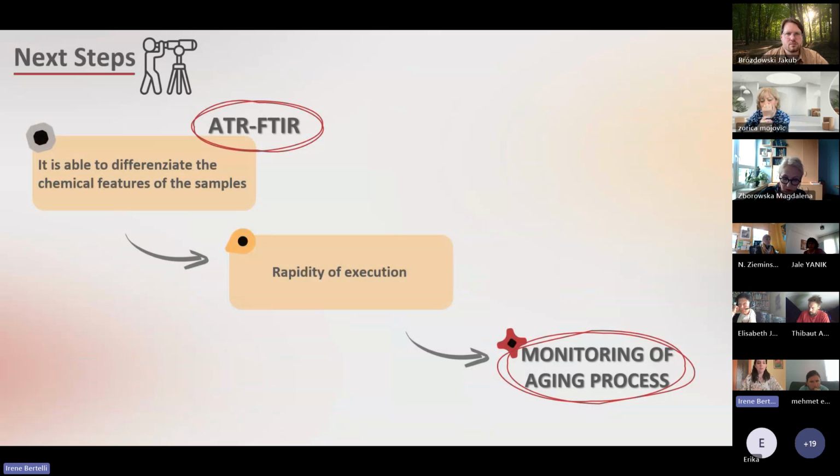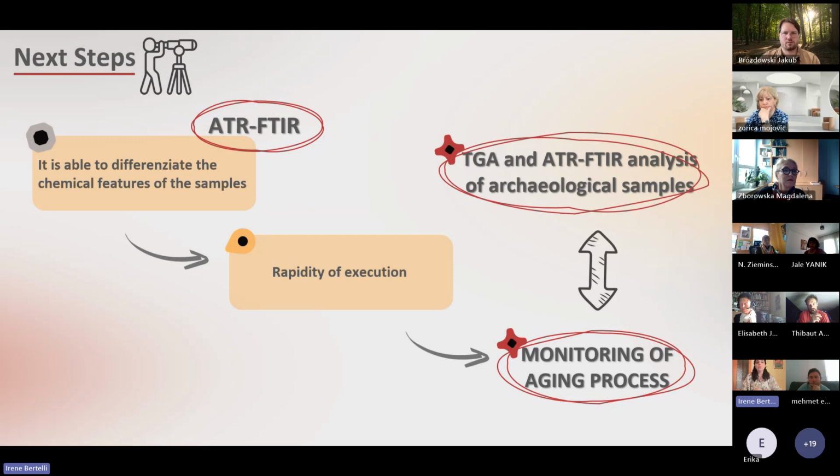Thanks to these first preliminary results, together with the rapidity of execution of the FTIR in ATR mode, we decided together with Professor Zborowska to start a new set of experiments in order to monitor the aging process of these materials. We started from the fresh samples and let them age for one month in natural conditions, and we performed periodic analyses on them in order to have the different steps of the aging process. Together with that, we also decided to perform both analyses, the TGA and the FTIR, on some of my archaeological samples, in order to compare the results for mock-ups and real samples, and also to check if this analytical approach works also in real cases.